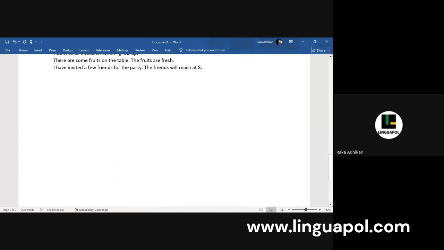In Portuguese we call them artigos. Temos dois tipos de artigos. We have two types of articles. First one is artigos definidos. Um momento. And second one is artigos indefinidos. Definite articles and indefinite articles.